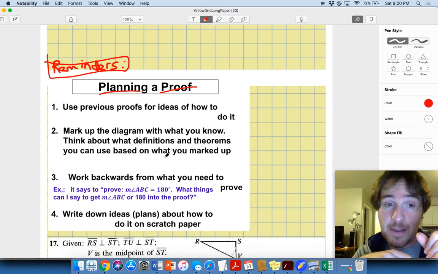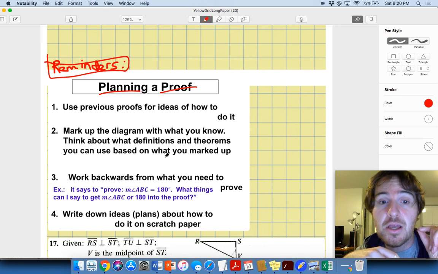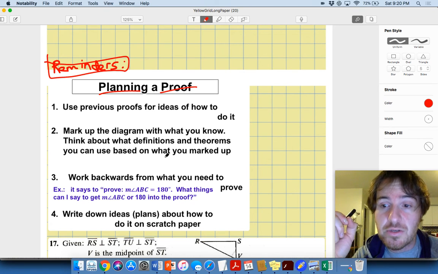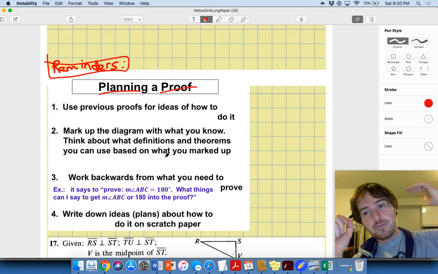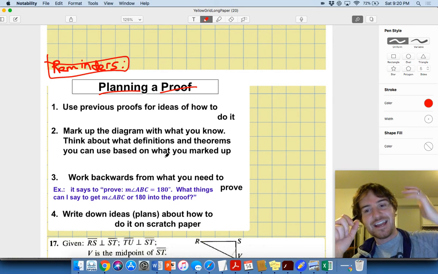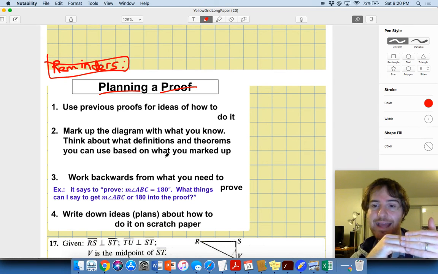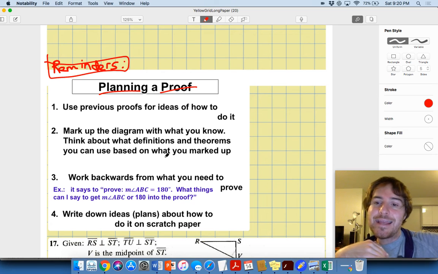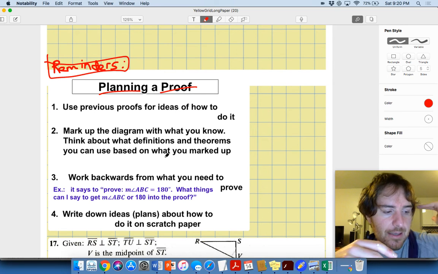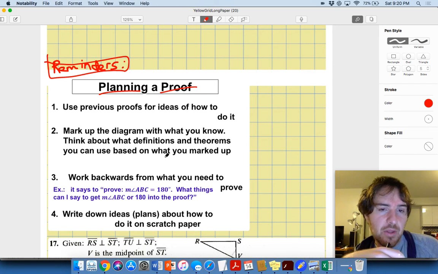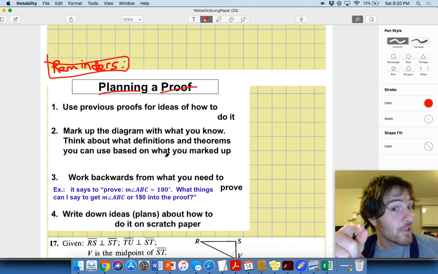And then just as important as step 2, marking up the diagram, is step 3, working backward from what you need to prove. Look at what you need to prove and then think about everything you marked up so far, everything you've maybe said at the very beginning. How's it going to connect? How can I connect the beginning with the end? Does that sound familiar from English class?